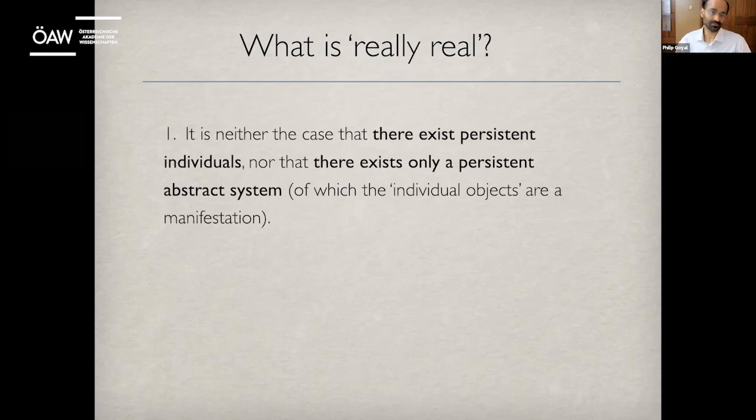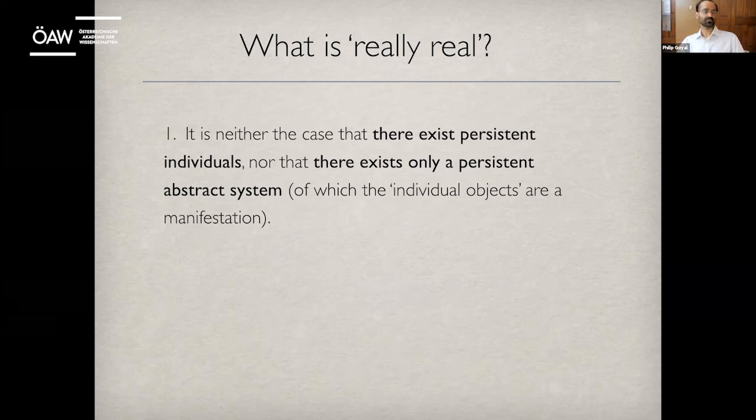What is really real, right? This is, I guess, the underlying big question. This is the question, traditionally, of metaphysics: what really exists in the world? Based on what I'm saying, it's neither the case that there exist individual persistent objects, nor that there exists a single monolithic object.